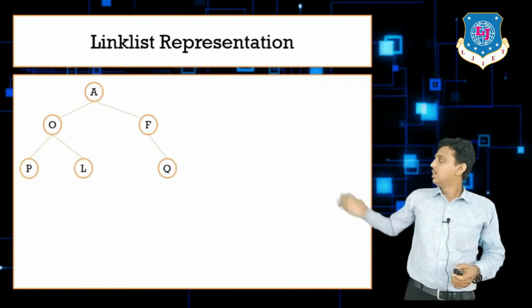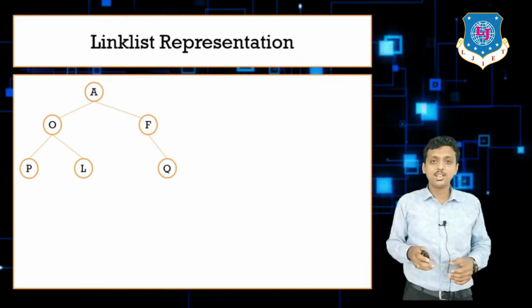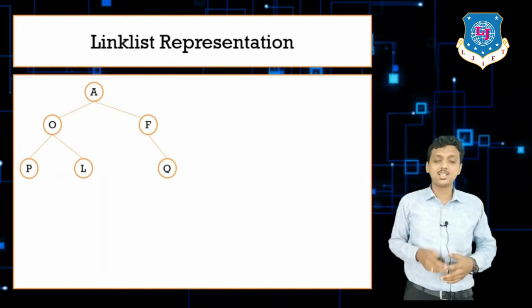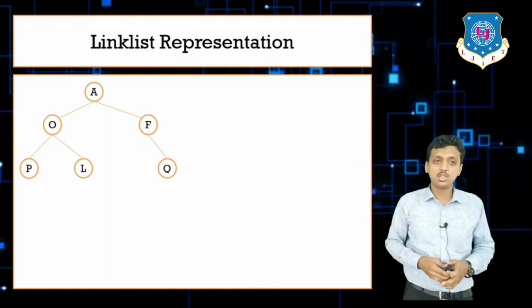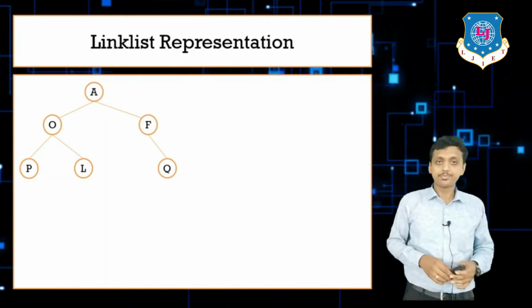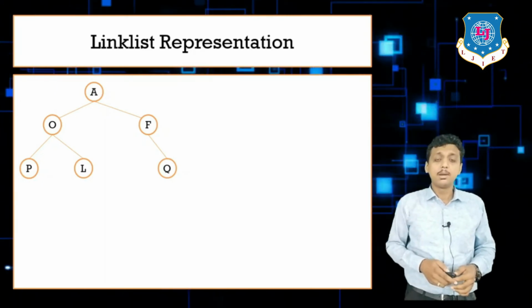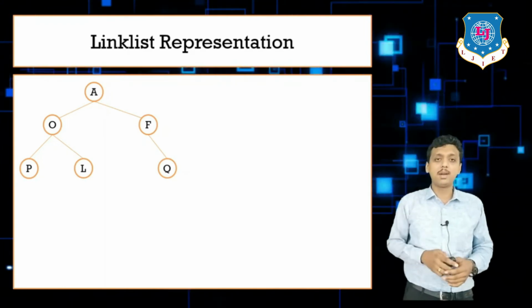So here you can see the tree. Okay, that is A, O, F, our very first example of today's lecture. That is A, O, F, then P, L and Q. So A, O, F, P, L and Q. That is, height of the tree is 2. But right now in the linked list representation, height of tree does not matter at all.